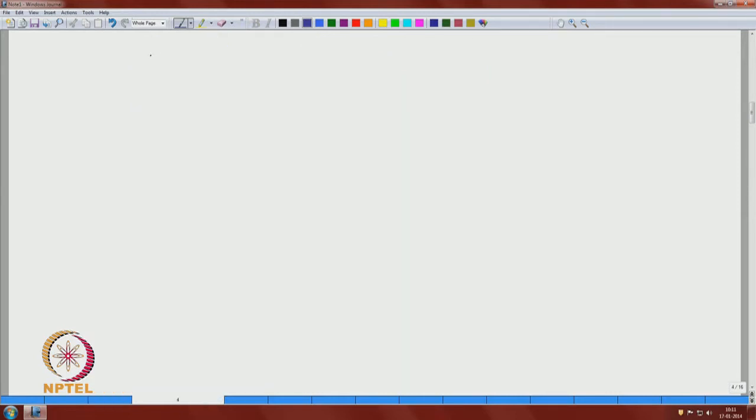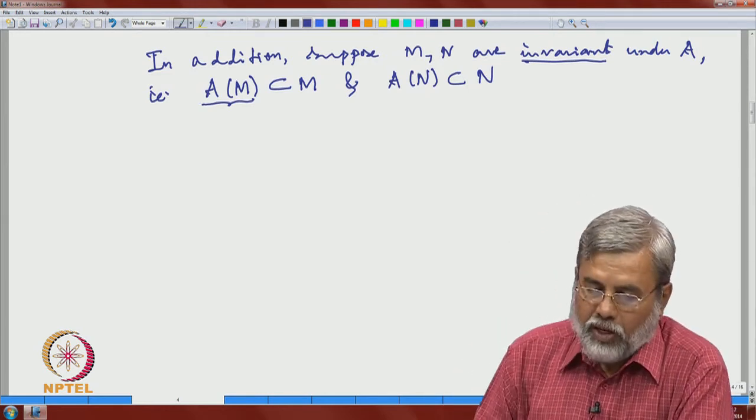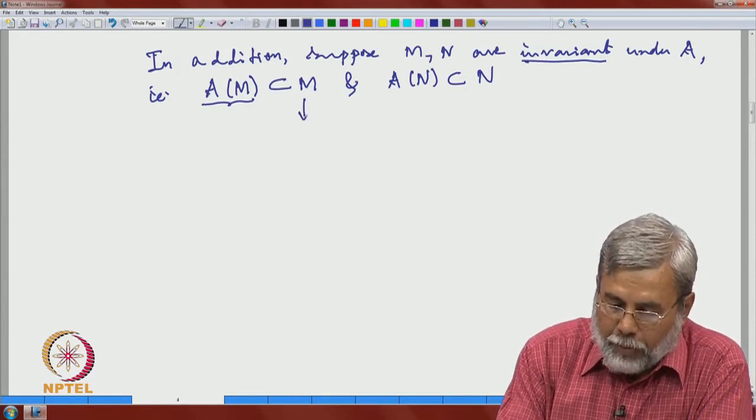Okay. So, in addition, suppose M, N are invariant under A. So, remember A is a given n by n matrix. So, that is again the definition: you act A on every element of M, and again that should be in M, and similarly for N. So, this means you act A on every element of M, and the result should be back in M.